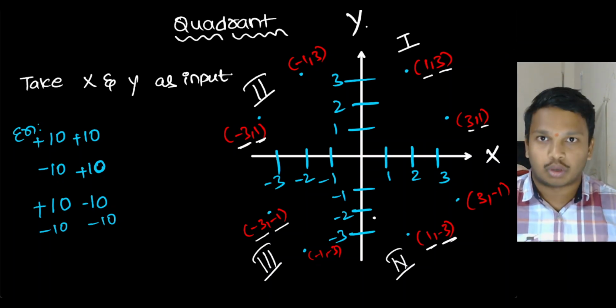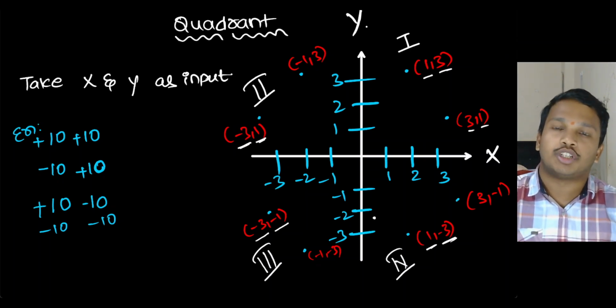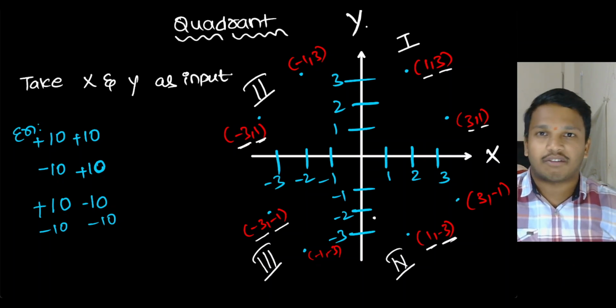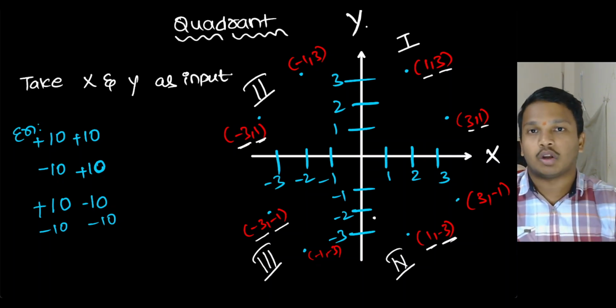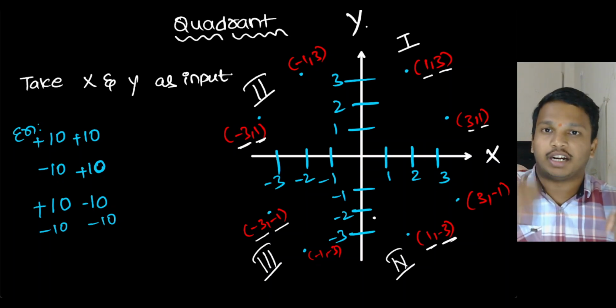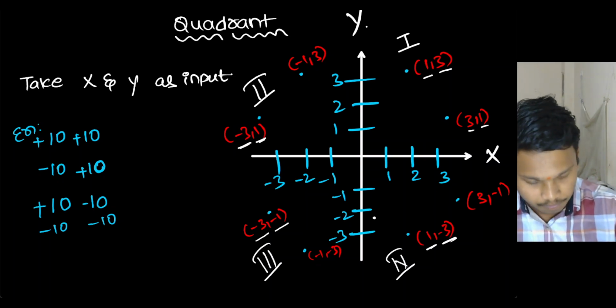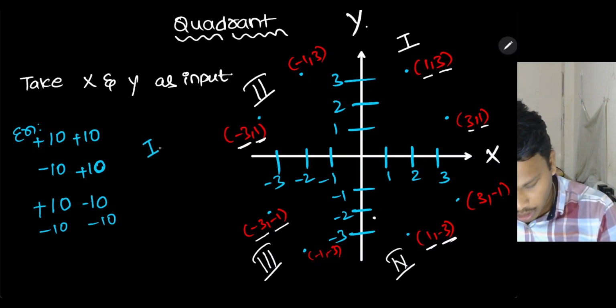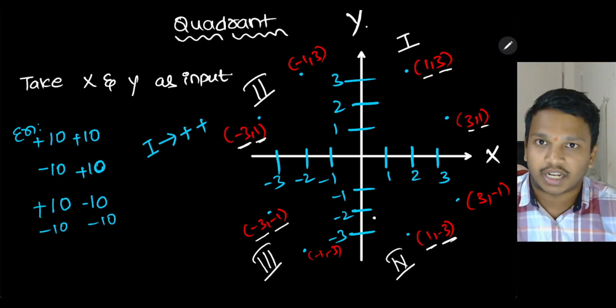You may have a doubt, right? Why are we checking whether it is positive or negative? Can't we directly plot the point on the graph and tell? As a human we can do that, but a computer cannot. For the computer we need to provide the logic to tell which quadrant it belongs to. Now observe here, in the first quadrant the logic is that x and y values are both positive, right?